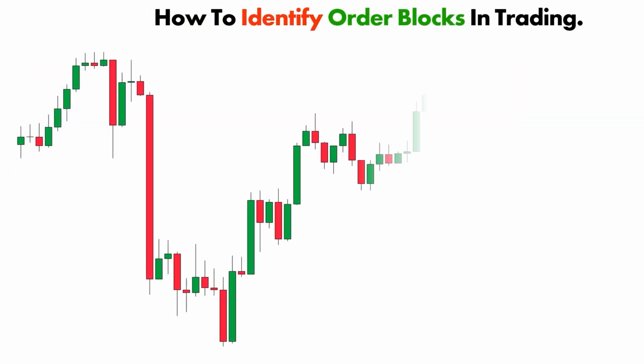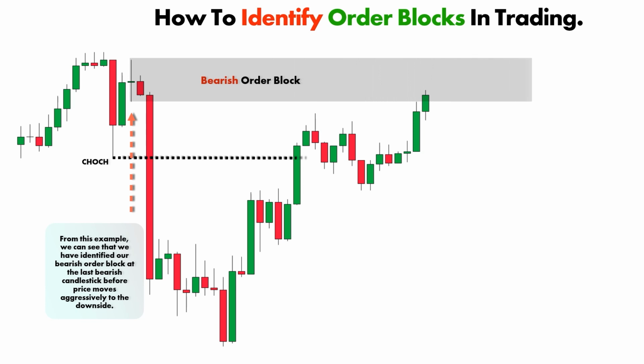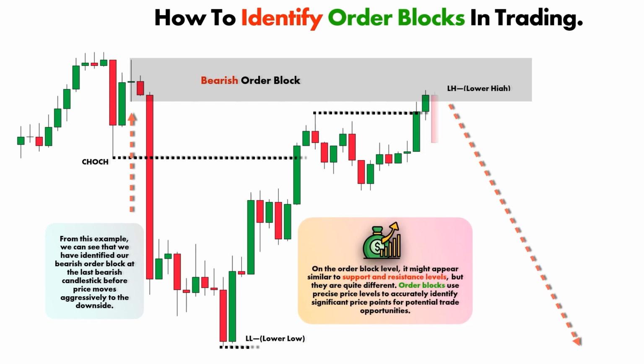From this example, we can see that we have identified our bearish order block at the last bearish candlestick, before price moves aggressively to the downside. On the order block level, it might appear similar to support and resistance levels, but they are quite different. Order blocks use precise price levels to accurately identify significant price points for potential trade opportunities.